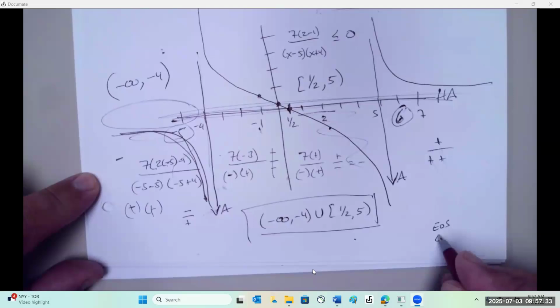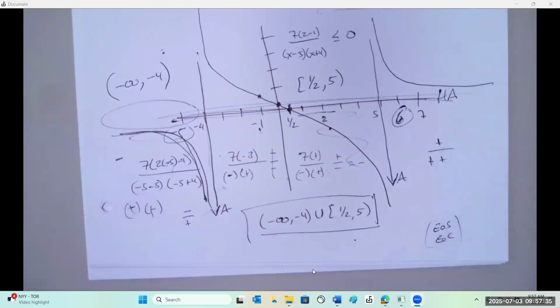End of section, end of chapter. Any questions about these?